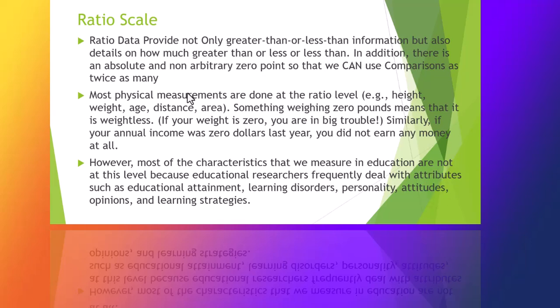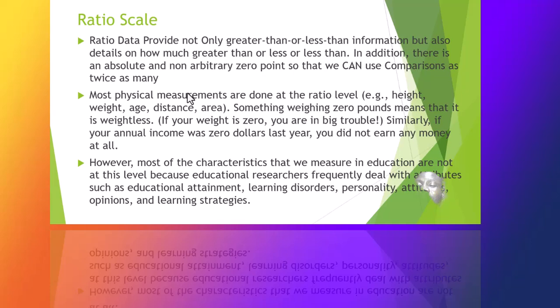The last type of scale of measurement is the ratio scale. Ratio scale provides not only greater than or less than information, but also details on how much greater than or less than. In addition, there is an absolute and non-arbitrary zero point so that we can use comparisons such as twice as many. So most physical measurements are done at the ratio level, e.g. height, weight, age, distance, area.